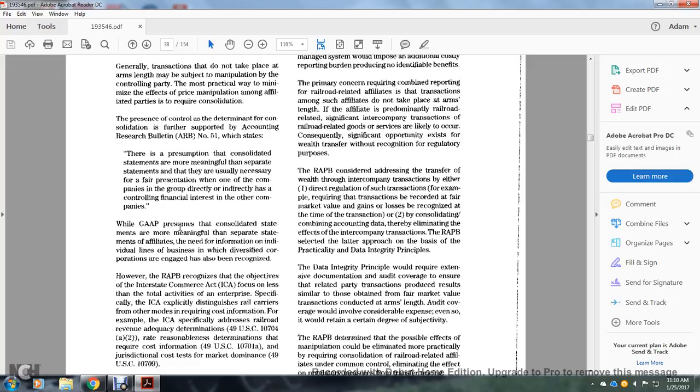Number 51 states the presumption that consolidated statements are more meaningful than separate statements, and are usually necessary for fair presentation, when one or more companies are directly or indirectly controlled through ownership of a controlling financial interest in the other companies.